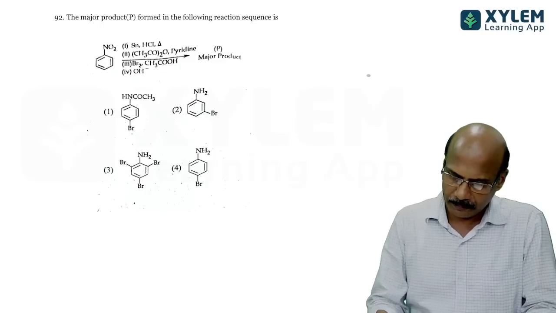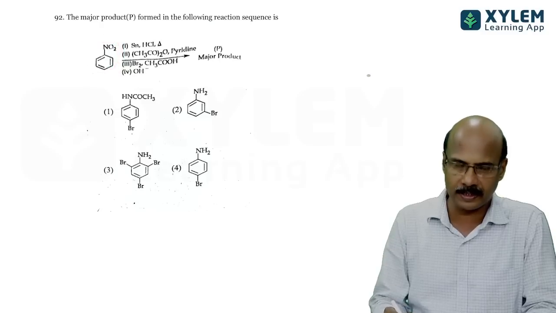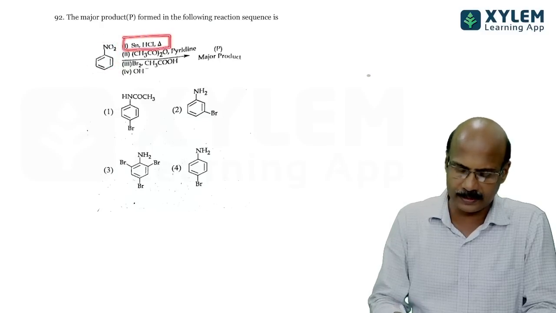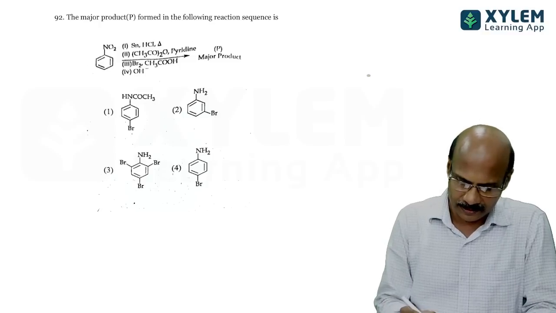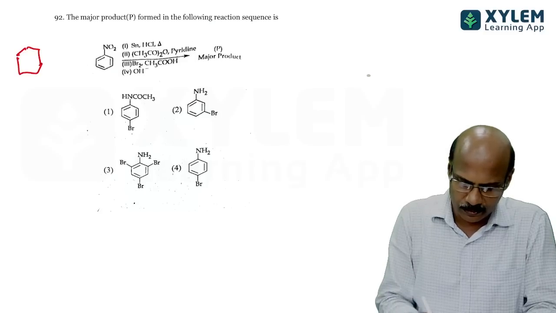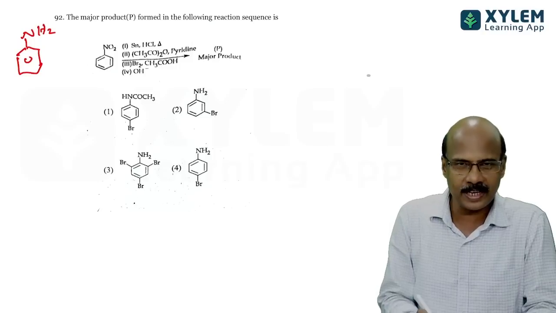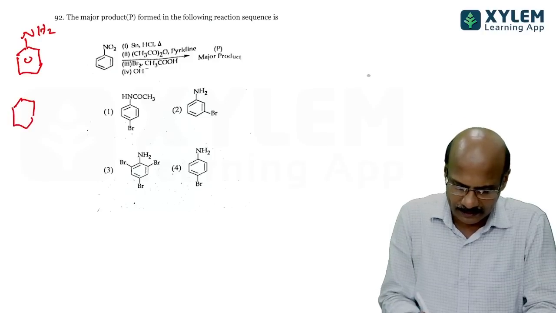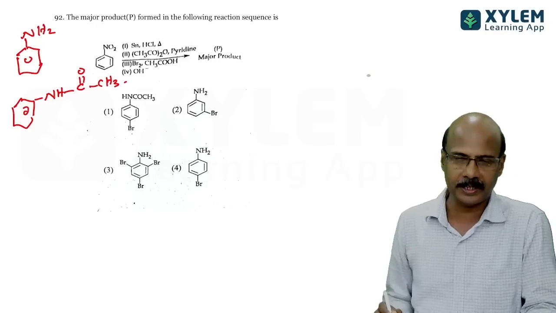Question number 92. In question number 92, nitrobenzene is first treated with Sn and HCl. You know that it undergoes reduction. As a result, you will get aniline. The first process, you will get aniline. Then it is acylated. When aniline is acylated, you will get acetanilide. Aniline on acylation, the product obtained will be acetanilide.